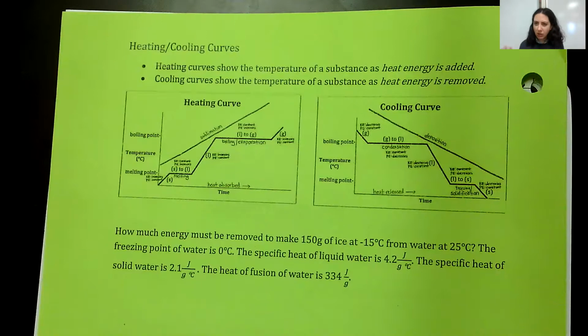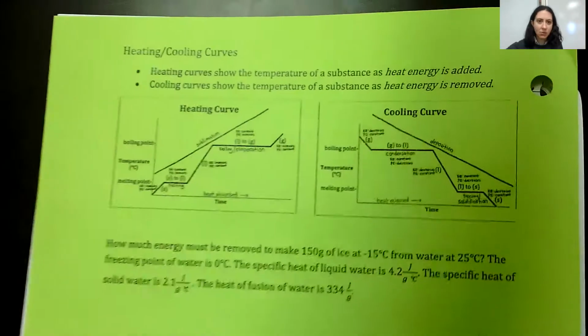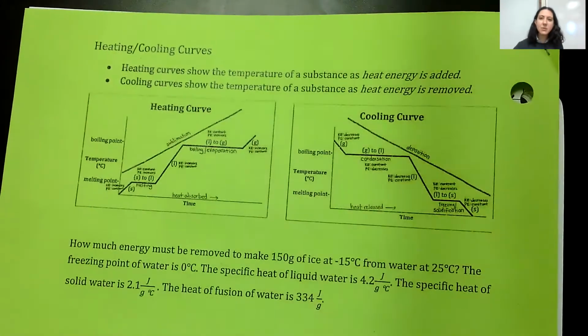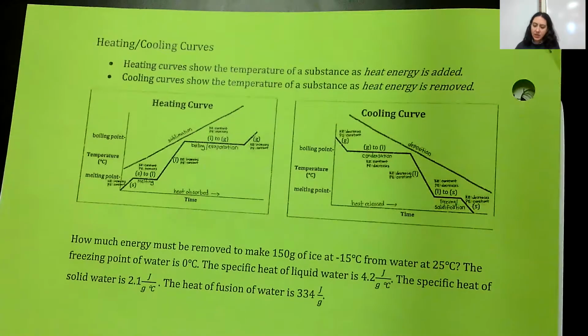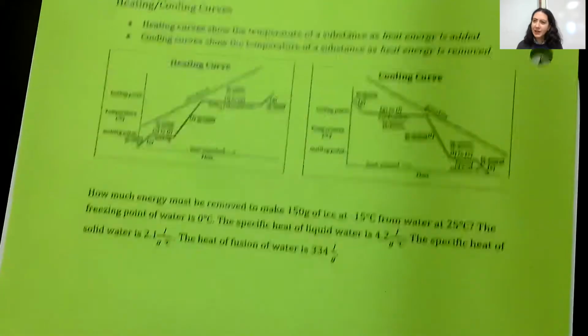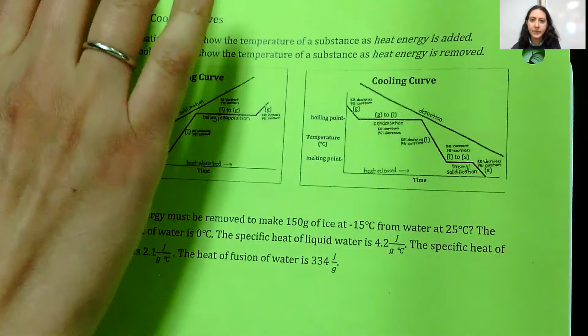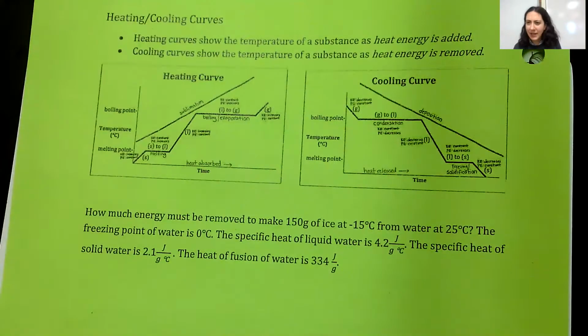So let's take a closer look at this heating and cooling curve, and we can see what's going on here. These are really useful when you're trying to figure out what's happening to a substance at different temperatures. It can help you identify boiling points and melting points. It's similar to a phase change diagram in some ways, except that it's specific to one pressure.